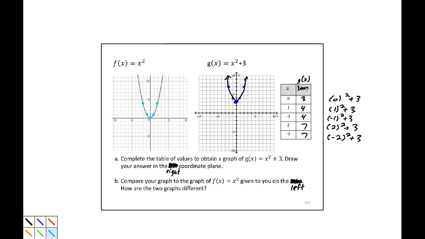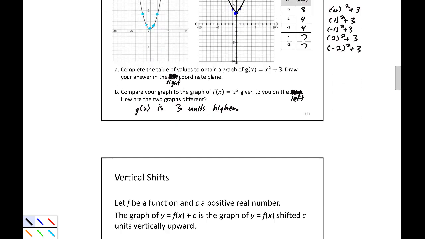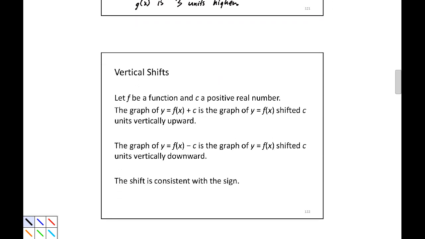But the graph on the right, g of x, is 3 units higher. G of x is 3 units higher. Now, this is going to be consistent with what we call a vertical shift.